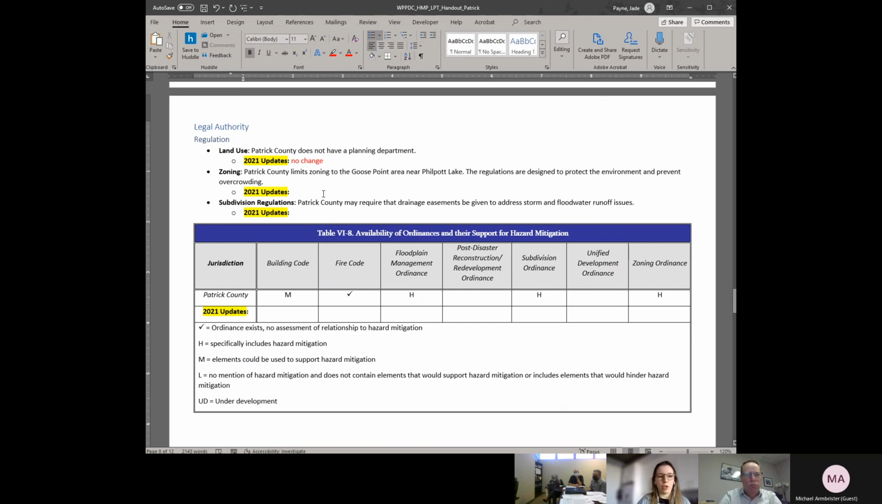As far as zoning goes, it says that you limit zoning to Goose Point area near Philpott Lake. Does that still stand? Yes, we have no other zoning. Okay. And then subdivision regulations, the 2016 plan said that you may require that drainage easements be given to address storm and floodwater runoff issues. Do you have anything to add to that, or just no change? I would say no change. I don't have anything to add to that.